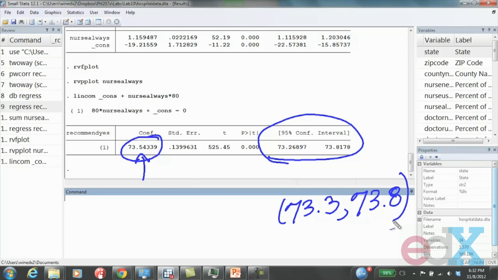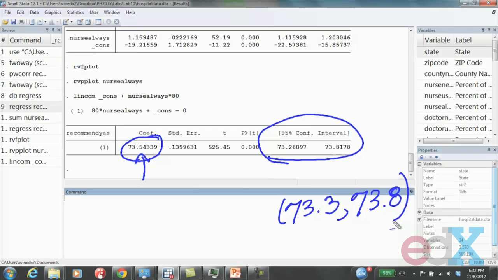Now this tells me on average what happens at hospitals where 80% of the patients report that the nurse always communicated well. A very different but related question would be, suppose we have a new hospital that we don't have data on recommend yes, but I'd expect that this hospital has 80% of the patients reporting that the nurses always communicate well. For this new hospital, I want to predict the percent of patients who always recommend the hospital, and I would want to construct a corresponding 95% confidence interval.